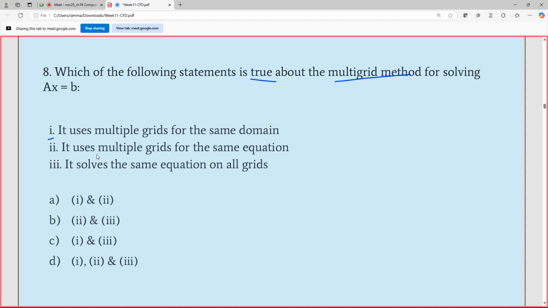Options are option A, statements 1 and 2. Option B, statements 2 and 3. Option C, statements 1 and 3. Option D, statements 1, 2 and 3. So which of the following statements are true about the multi-grid method?